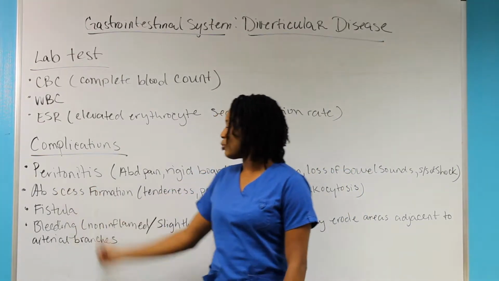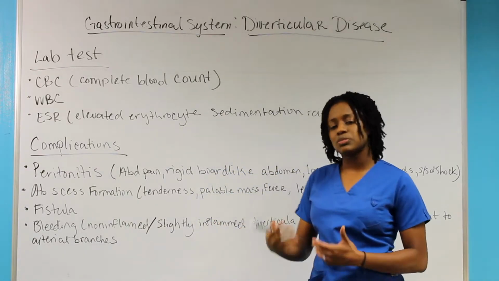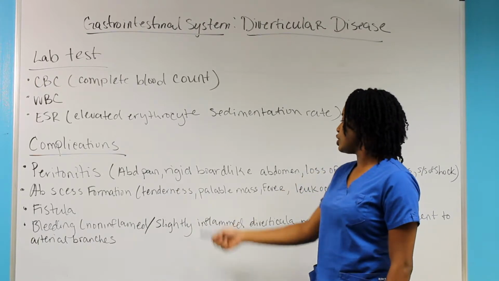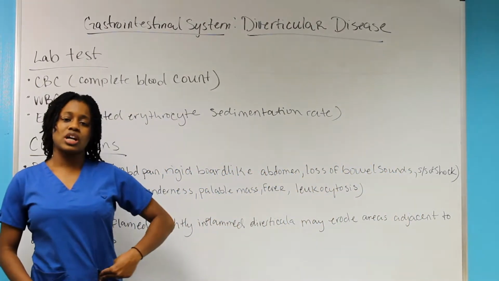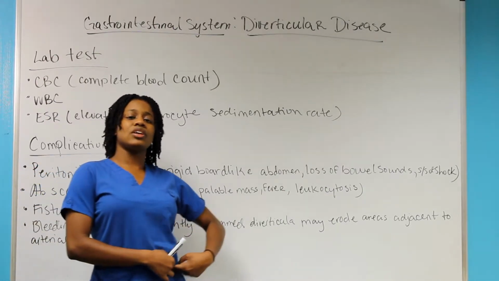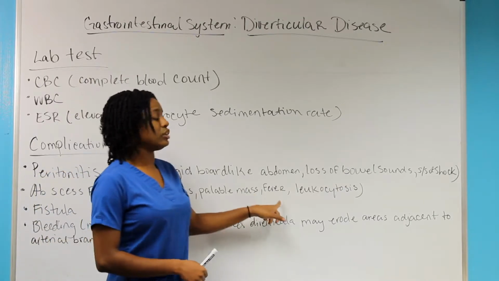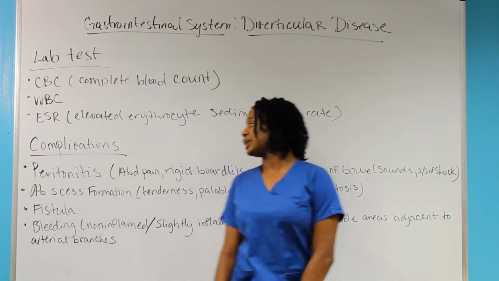So abscess formation. A complication that can occur is abscess formation, which I spoke about before when I drew the illustration. I showed you in the bulge how you can have the abscess forming in that area. With abscess formation, what you're going to see is tenderness. It may be a palpable mass, right? When you're doing your GI assessment and palpating, you may feel a little nodule, like a little mass, right? And then you may see the patient have a fever, and then they may have leukocytosis, all right?